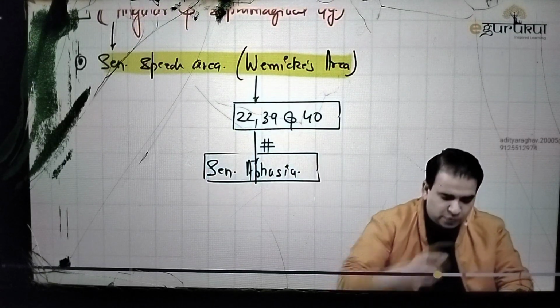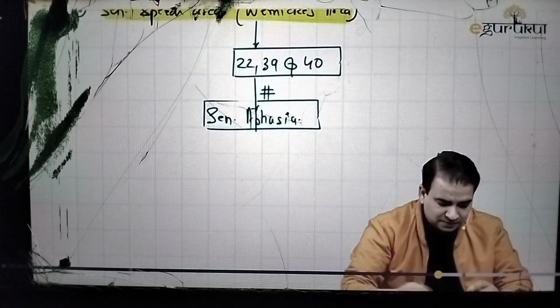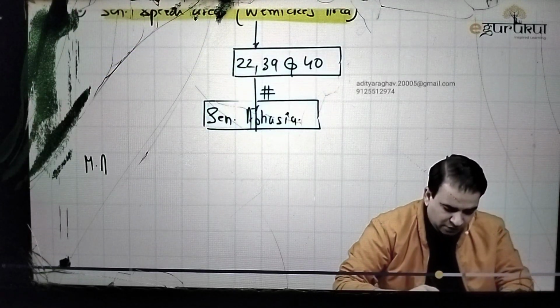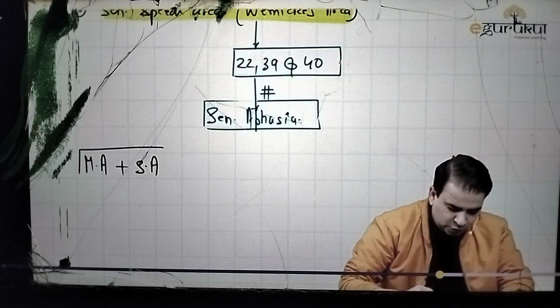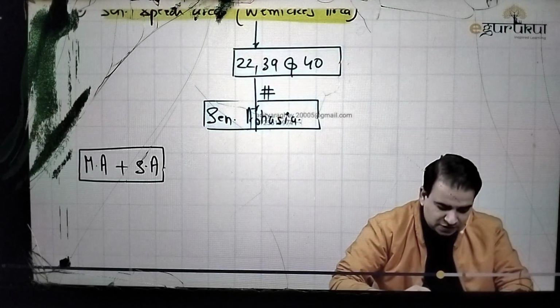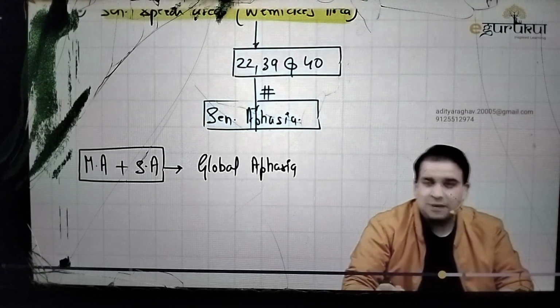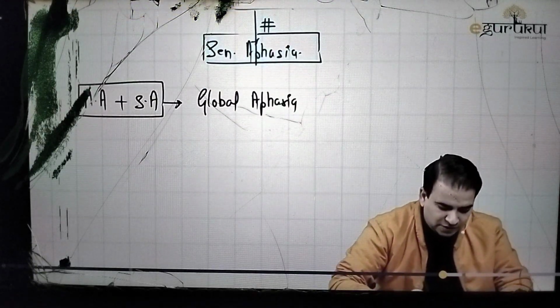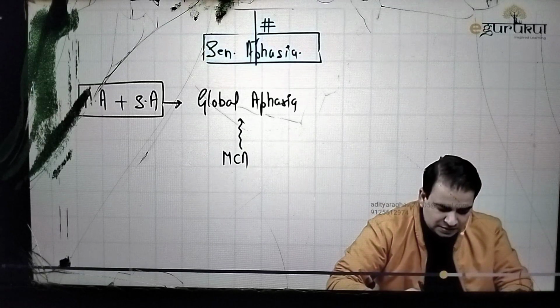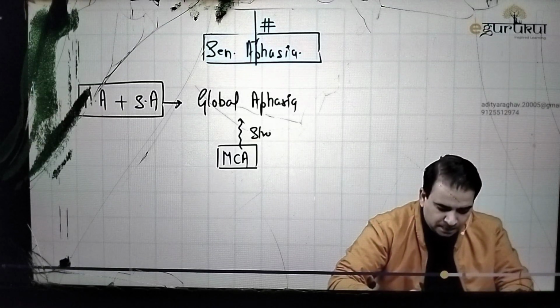Now we just talked about the motor aphasia, and this is sensory aphasia. As you know, when both these aphasias are seen together, motor aphasia and sensory aphasia together, that is global aphasia. We have both kinds of aphasia simultaneously. And usually this global aphasia is because of a stroke of the middle cerebral artery. It's the MCA stroke which leads to global aphasia.